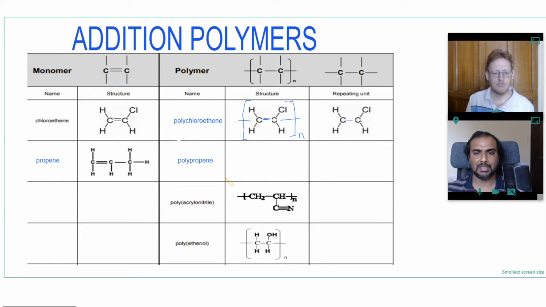Poly, I think it means many or something in Greek, doesn't it? Something like that. Yeah. And also, presumably, this is back to the repeating unit. Do you just need that, or do you need the bond either side as well? Yes, we can, to show that that's repeating.